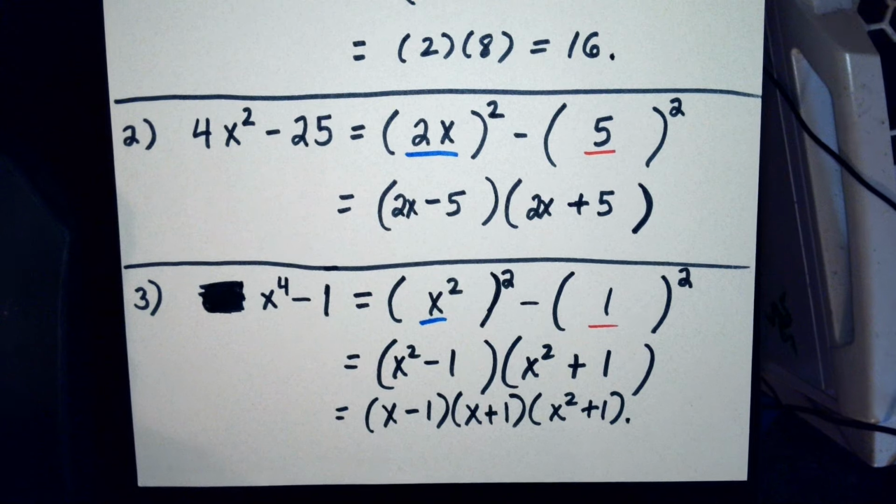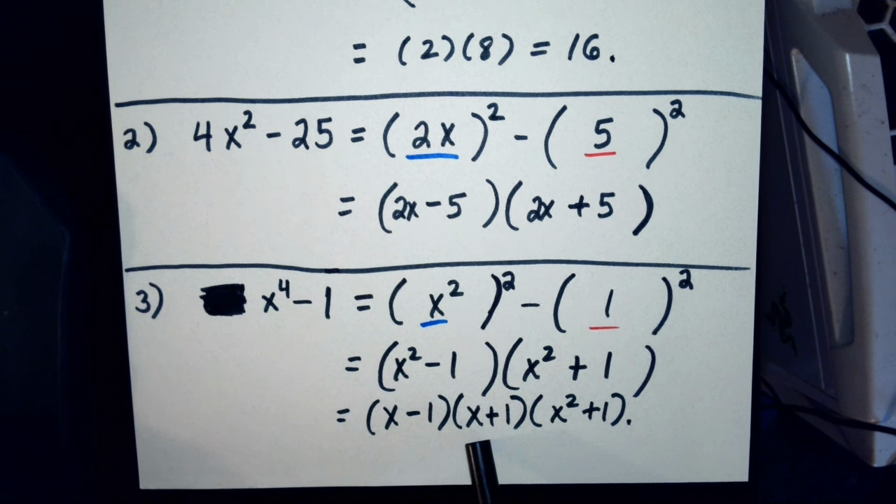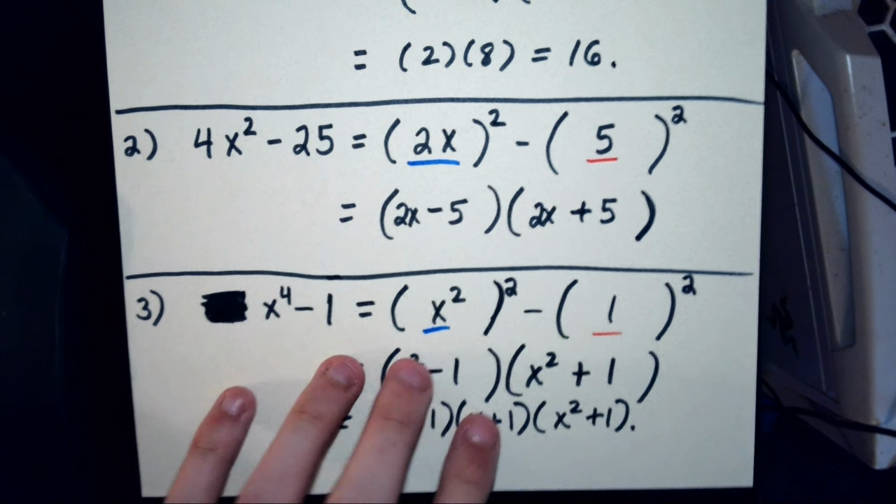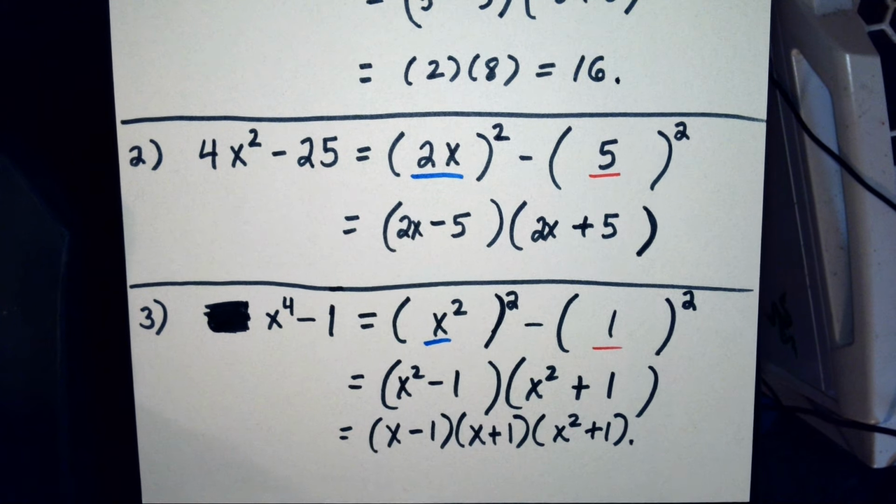Awesome. So we factored x to the fourth minus 1, and it factored out to x minus 1 times x plus 1 times x squared plus 1. So that concludes our video on the difference of squares.